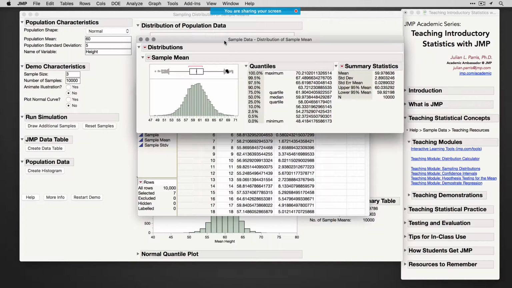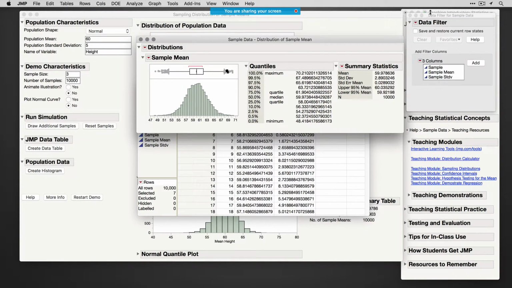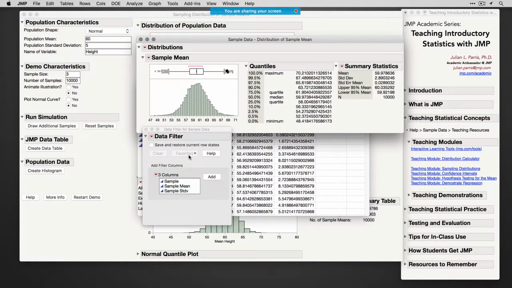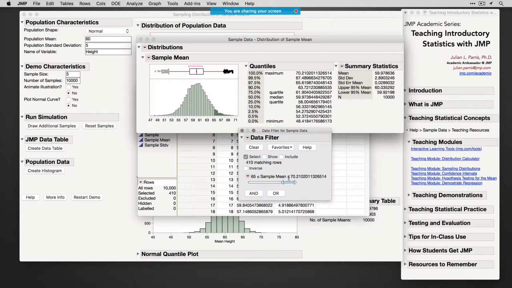Now, if you've never seen JMP before, there are some tools that make it very easy to do this sort of selection, and it's under the Rows menu, the data filter. And one thing I love about the data filter is it's going to ask me which column we wish to filter on, and so I'll say sample mean, and I can say just show me the means that are, let's say, 65 or larger, and so I'll type in 65 here. It selects them. It says 410 matching rows. And notice that they get highlighted in the table as well. And so we can look up that proportion of this empirical sampling distribution.